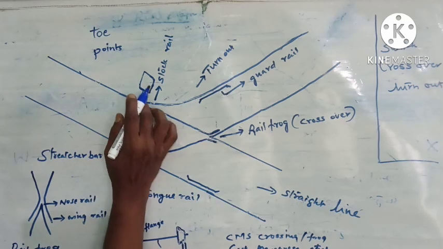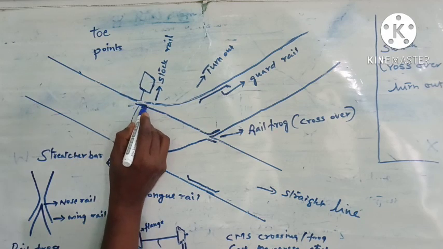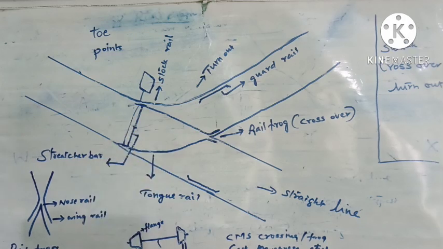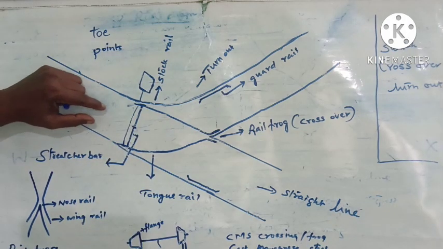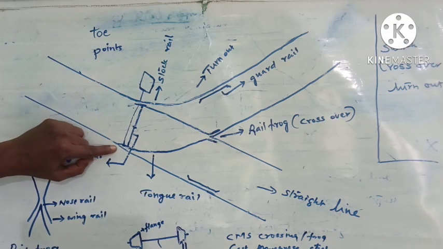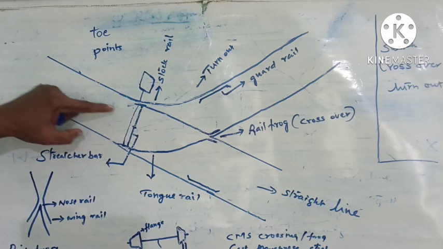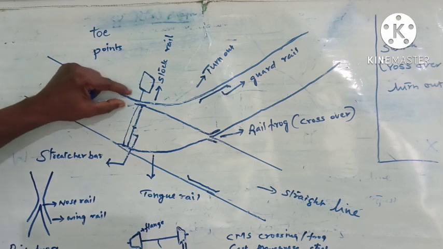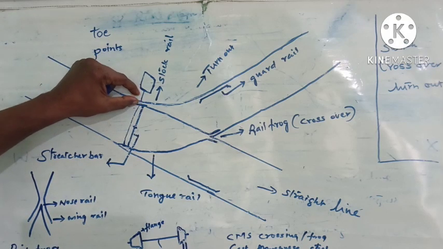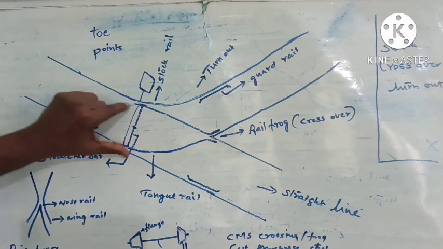This will touch like this, whereas here there will be a gap. So when the point is operated, the switch will move towards here, and here the tongue rail will touch the stock rail, whereas here there will be a gap between the stock rail and the tongue rail. And so when the train is coming in this direction, the wheel flange will go in between this stock rail and the tongue rail, and so the train is forced to move in this direction.